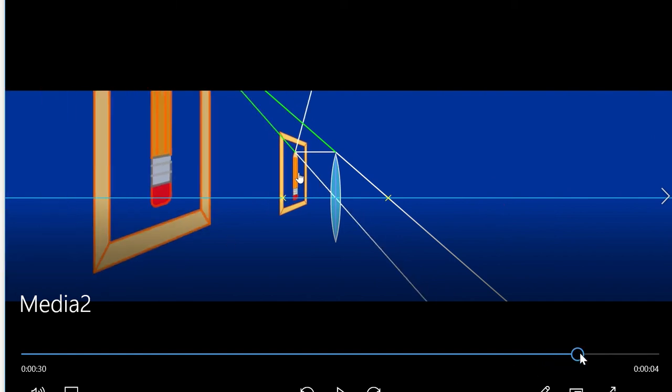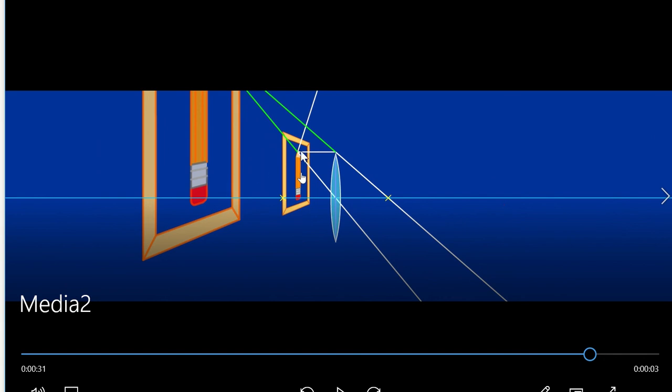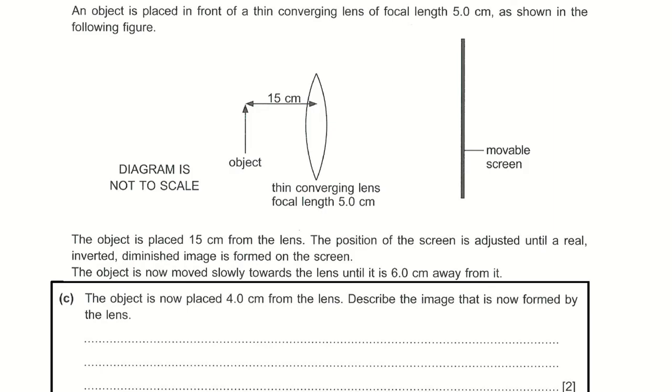You can see this big ray coming. So what's happening here? These are virtual rays. So what happens to the image now? Describe the image that is formed. The image formed will now be virtual, upright, and enlarged.